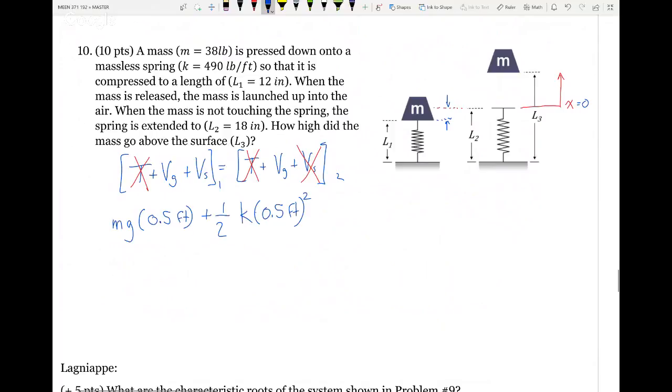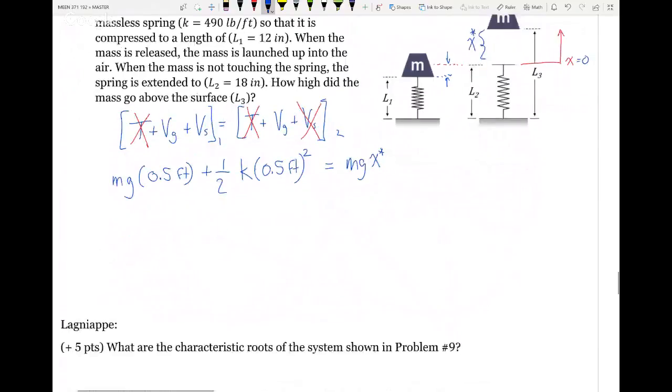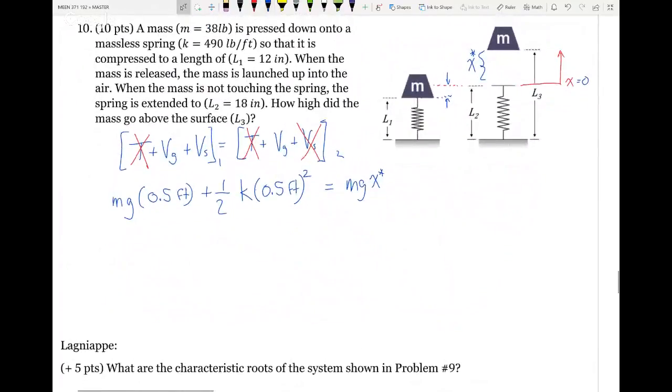This left-hand side of the equation, and then at the end, it's simply going to be mg, and then whatever the h is up above this. We'll just call this x star or something like that. mgx star. Now, I know these things. I know the mass, I know what the spring constant is and that sort of thing.